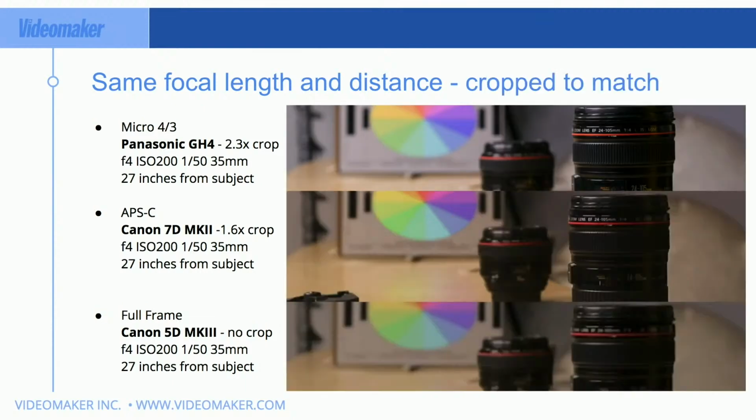So if we look at this here, this is those same shots, but now cropped to match the same field of view. Now, unfortunately for the 5D, we're shooting at a lower resolution, so it looks a little blurry, but the depth of field is the same on all of these. And this is just managing that crop by cropping in post-production.